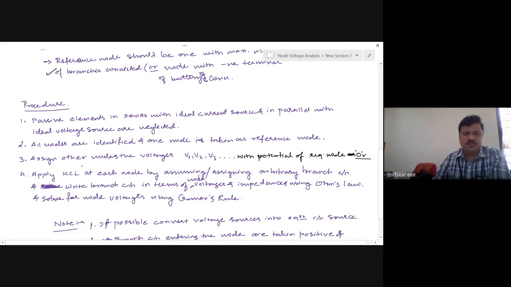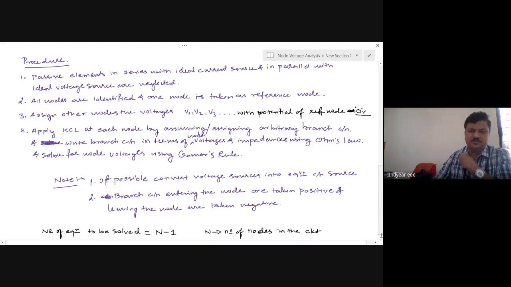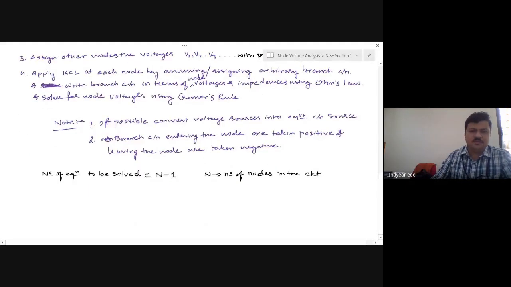Third, assign the other nodes the voltages V1, V2, V3, and so on, with the potential of the reference node equal to 0. Then apply KCL at each node by assuming arbitrary branch currents, write the branch currents in terms of node voltages and impedances using Ohm's law, and solve for the node voltages using Cramer's rule. This is the procedure. If there is any possibility of converting voltage sources into current sources, we can do that. All the branch currents entering the node are positive, and those leaving the node are taken to be negative. This is what we have seen.